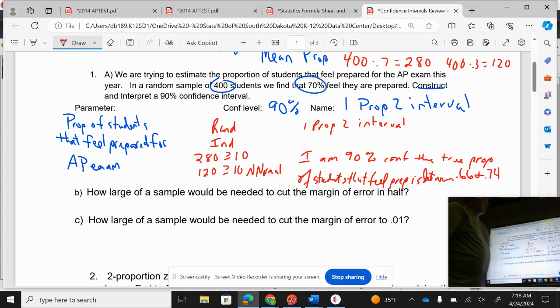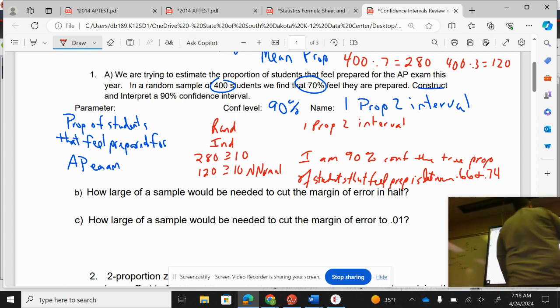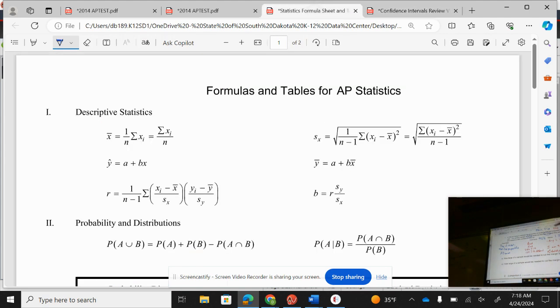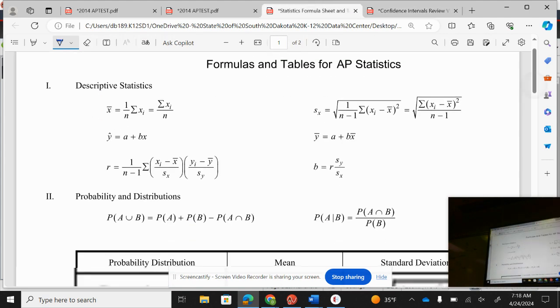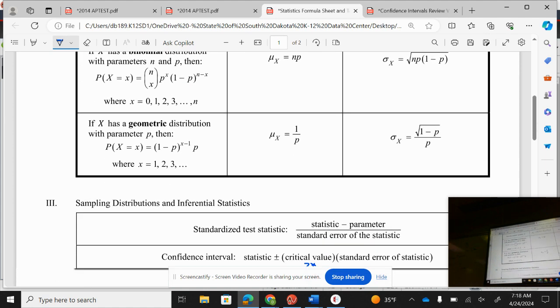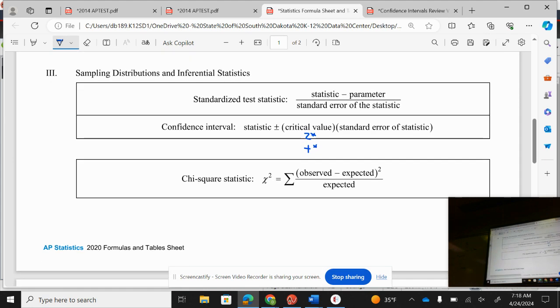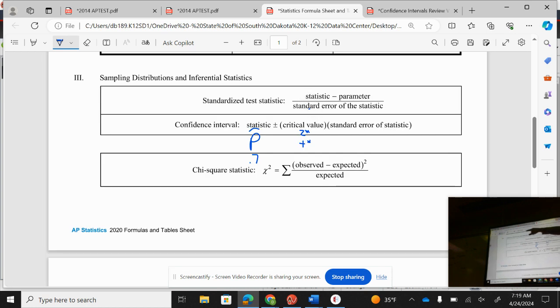Okay. Now, how would I have done this on the AP exam if I needed to fill those things in? My confidence interval is my statistic. I would have taken p hat, which is my 0.7, my 70%. Okay, I know that I'm dealing with a proportion, so I have to use Z star.